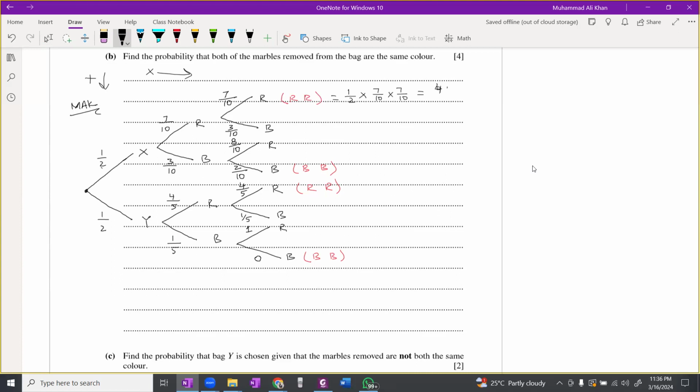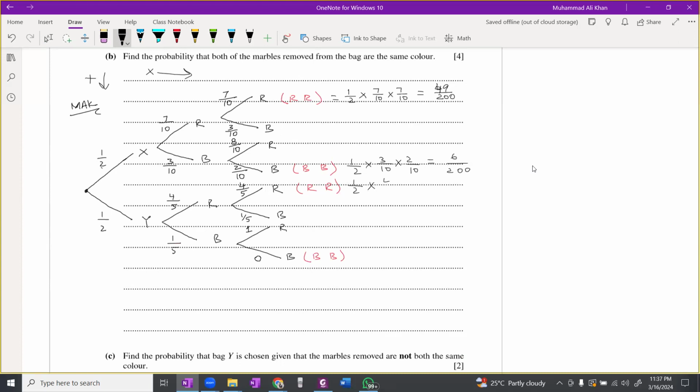49/200, this is the probability. Now from this branch, again bag X multiplied by blue marble is 3/10, again blue marble is 2/10, so the answer is 6/200.